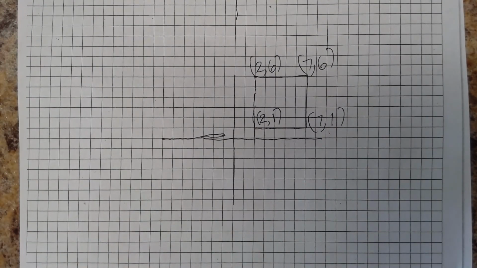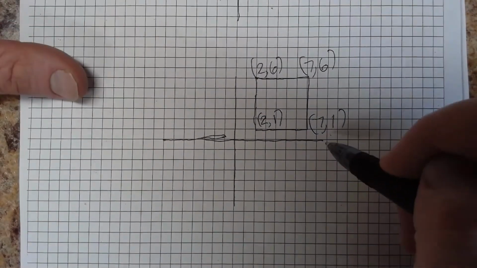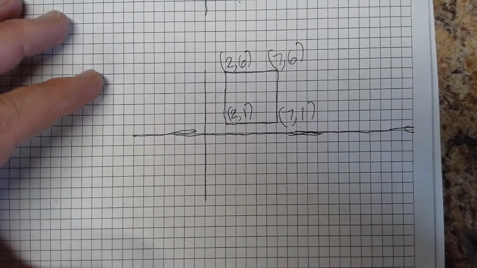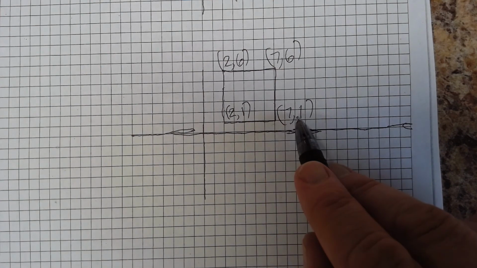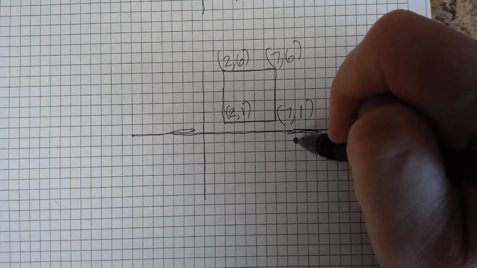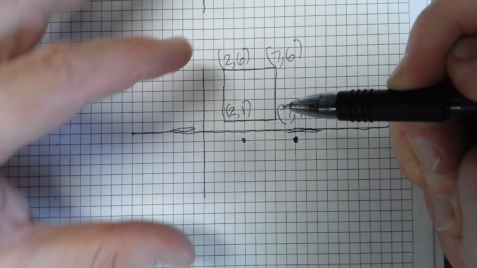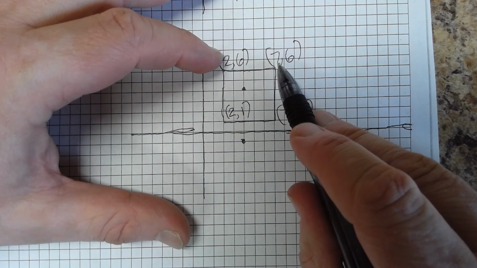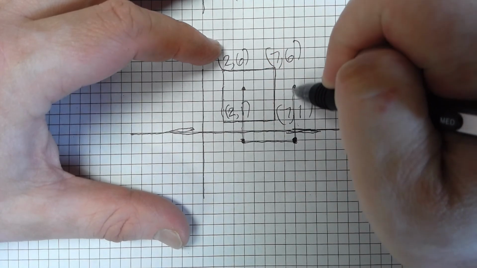So the instructions are to translate it 2 units right and 2 units down. What you simply do is take each point and move it 2 units right and 2 units down. I'm going to have to extend this Cartesian plane quite a bit to move to the right. So take one of your points, take this one, 2 units right, 2 down, there's your first point. Take this one, move it 2 units to the right and 2 units down. Take this one, move it 2 units to the right and 2 units down. Take this one, move it 2 units to the right, 2 units down, and make your square.